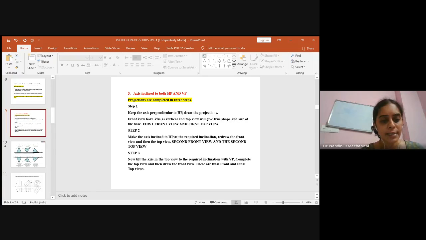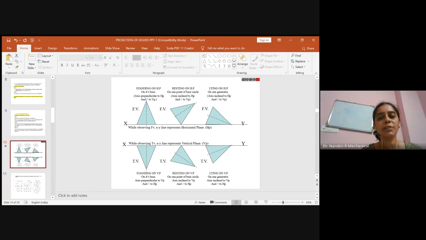So after the second step, we have the third step. What we do in the third step, we always take the inclination with respect to VP. Okay, so then we will take the inclination with respect to VP. So here the inclination with respect to HP is done, and these are the different positions. Okay, don't focus on it. I'm just showing you the axis. In the first step, the axis will be perpendicular.